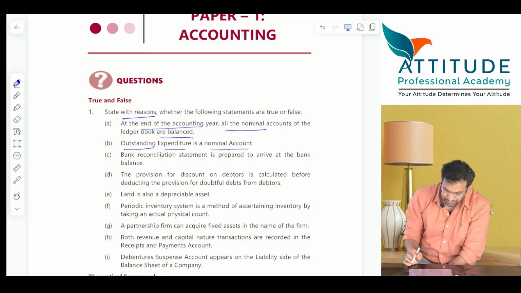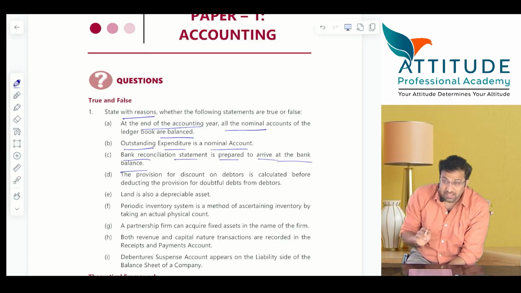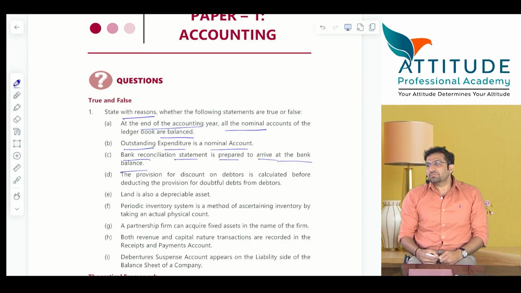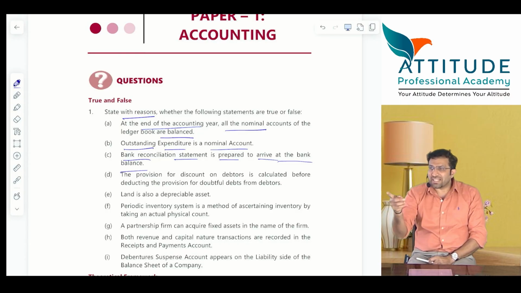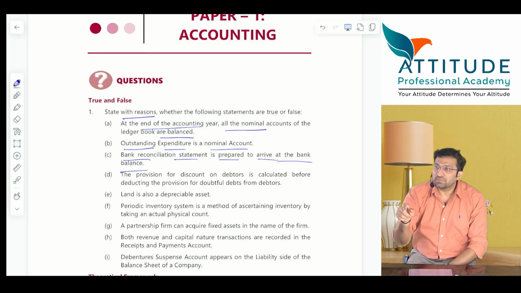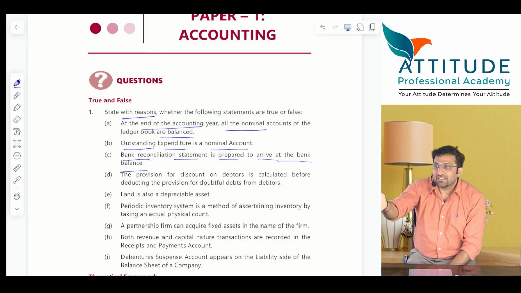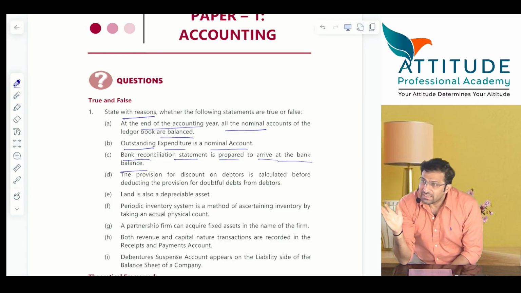Okay. Third question: bank reconciliation statement is prepared to arrive at the bank balance. Absolutely false. Why? Why is a bank reconciliation prepared? To reconcile the balance as per cash book and the balance as per passbook. You have to reconcile. If it doesn't reconcile, it means that there is some error. Either the error is made by the banker or the error is made by the trader. Did you understand? That is why BRS is prepared, not to know the bank balance.